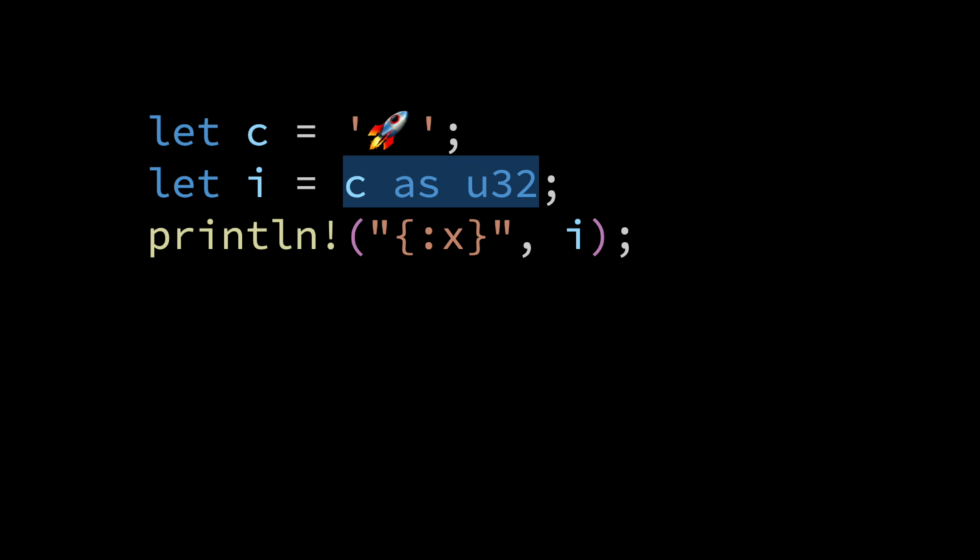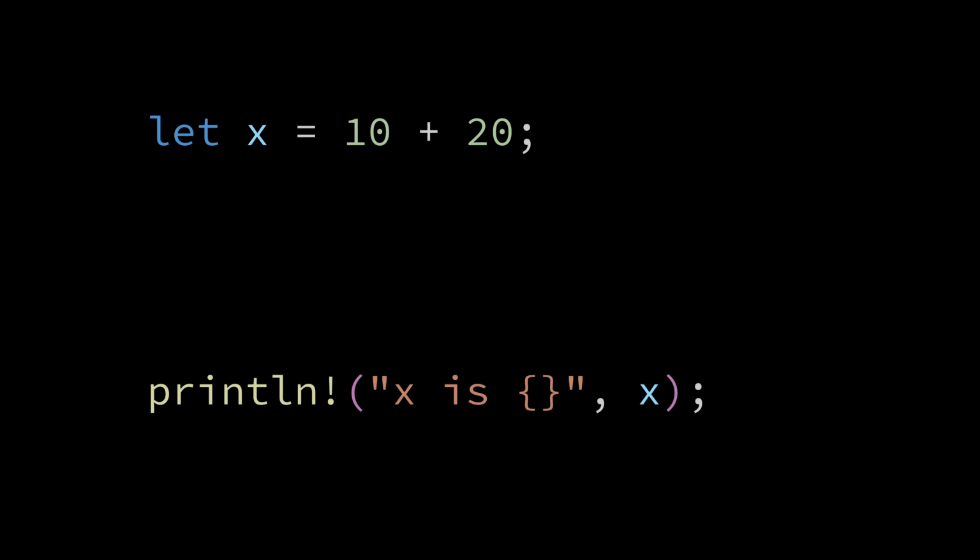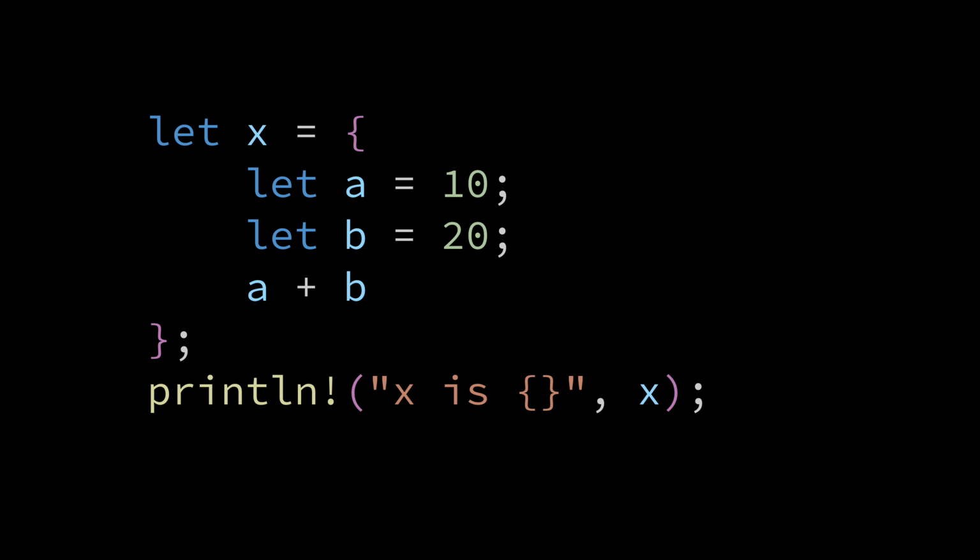So c as u32 is an expression that produces the value of the char as a u32. When you write an assignment, the thing on the right of the equal sign is an expression. Anywhere you can write an expression, you can write a block of code that produces a value. The value assigned to x is the value of the block surrounded by curly braces. The value comes from the final expression inside the block, so in this case a plus b. So x gets the value 30.